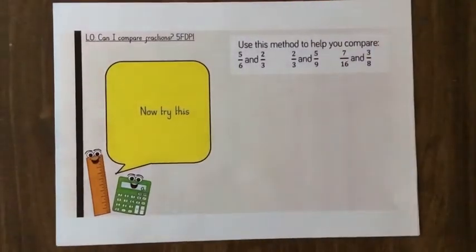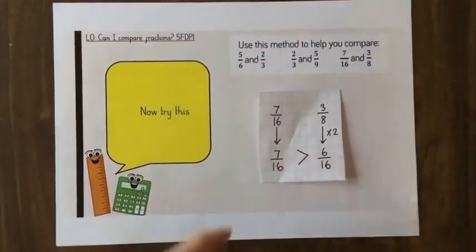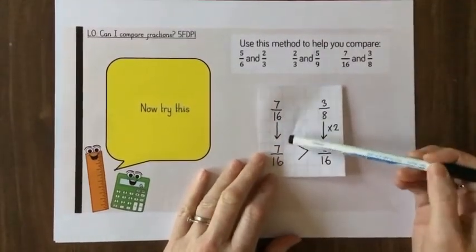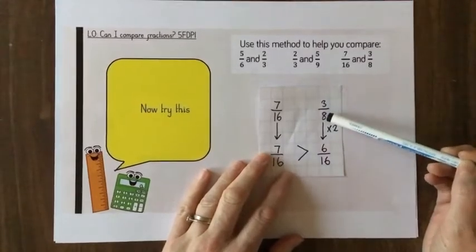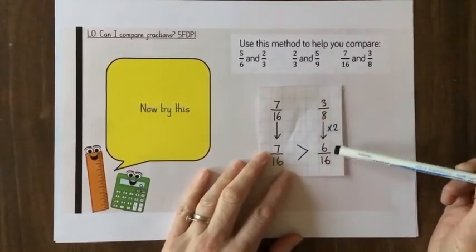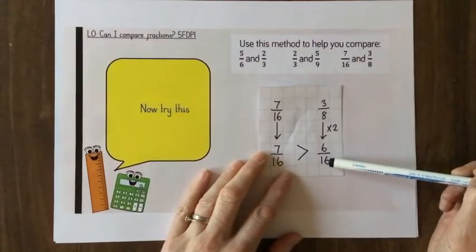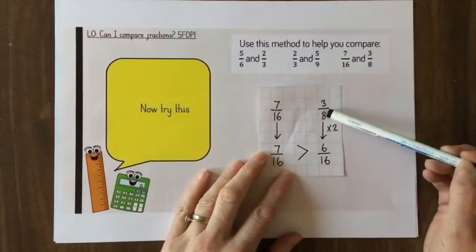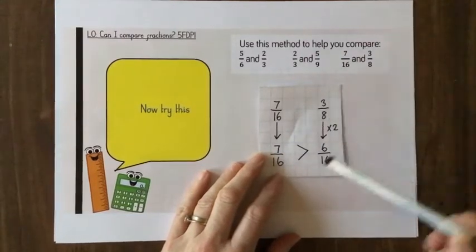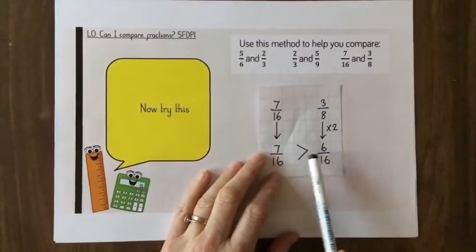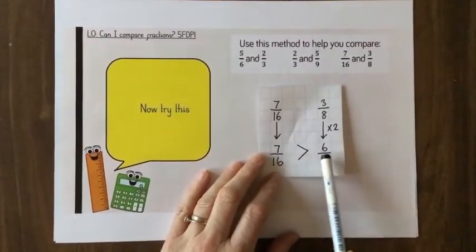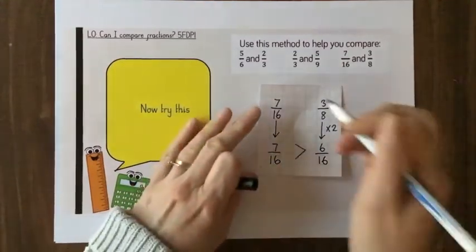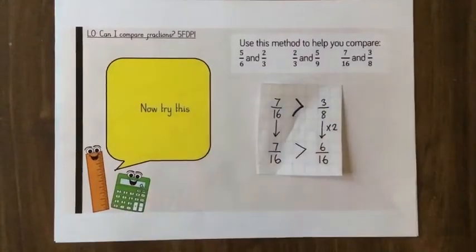And on to our final calculation, 7/16 and 3/8. This time we're going to keep 7/16 the same, and 3/8 is going to be multiplied by 2 to make 6/16. So 3 times 2 is 6, 8 times 2 is 16. Comparing the numerators now, 7 is more than 6, so 7/16 is going to be greater than 6/16, and we put our symbol back in the original fraction.